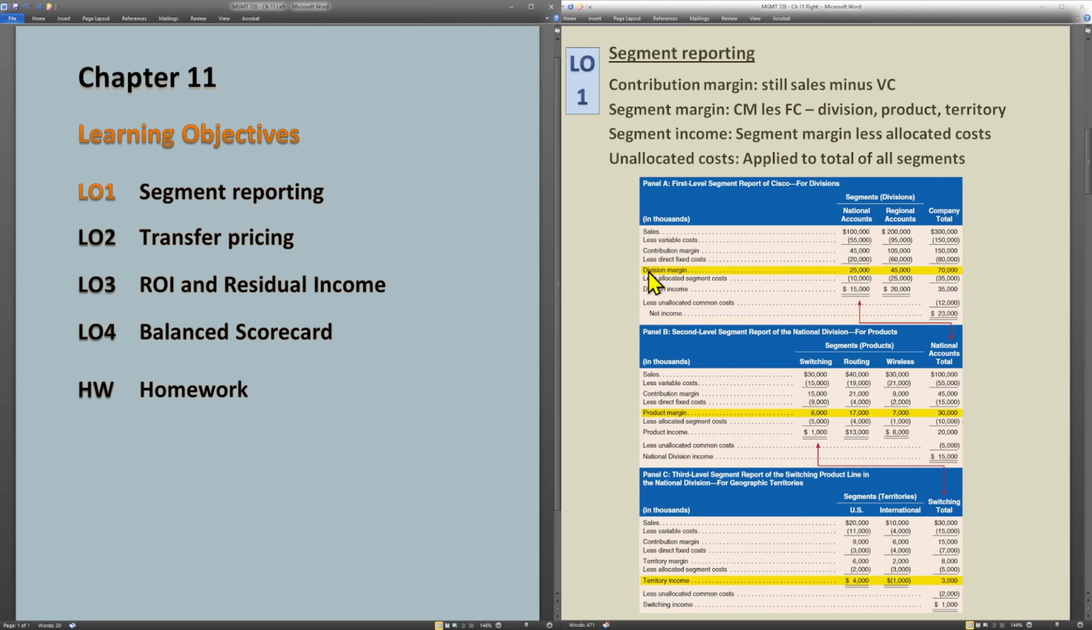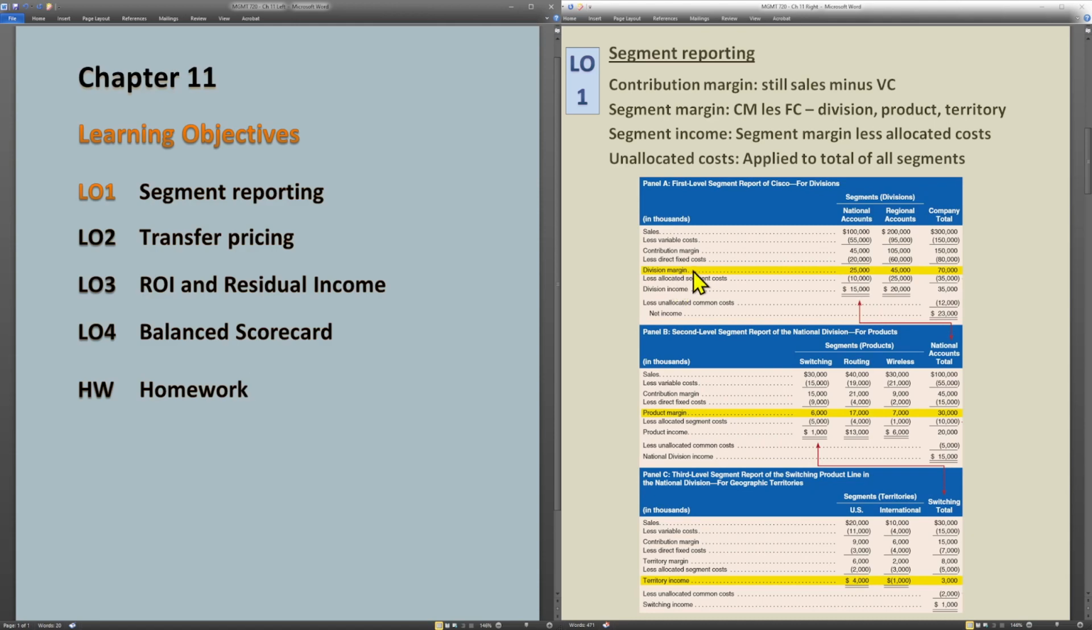But you notice it doesn't say net income. Net income is down here because we have now divided up our company into different segments. So the first thing we want to look at is, before we get to a total net income, we want to look at the margin for each segment. And then there's a division income, which we'll talk about in a second. And then there's a total net income.